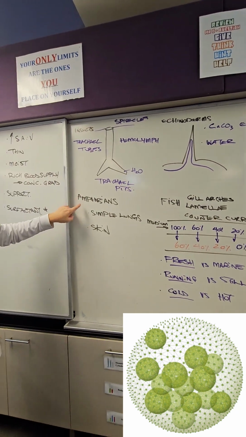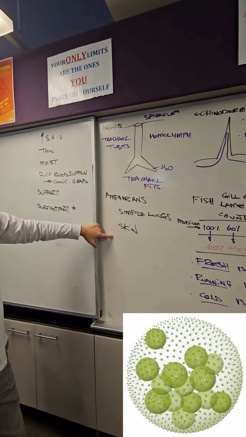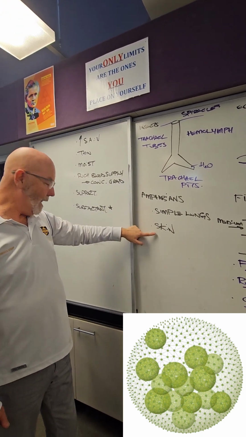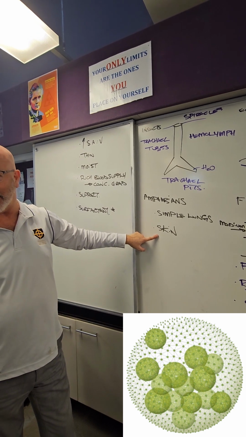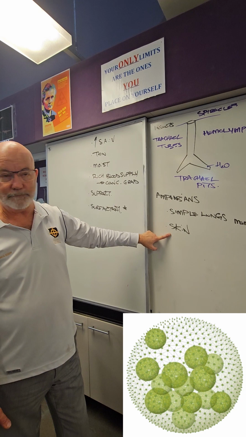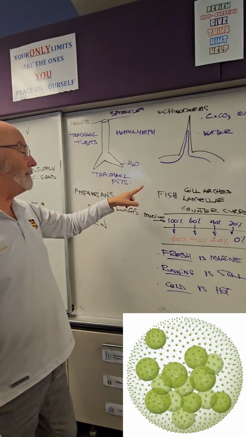All right, amphibians have two respiratory surfaces. Both are quite simple. They have a simple lung structure, and they have skin, and they both have exactly the same characteristics, but they don't work very well by themselves. Then we'll talk about fish.